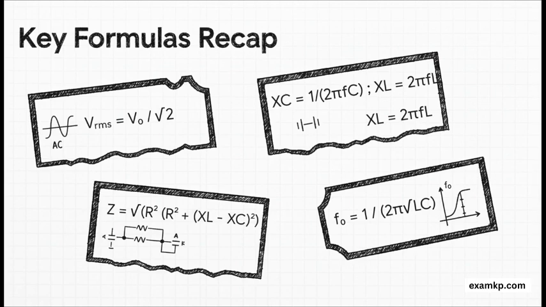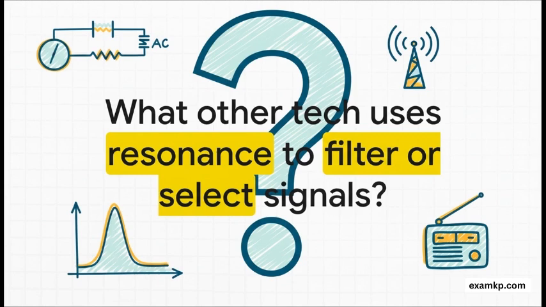And I'll leave you with a final question to chew on. We talked about radios, but where else in all of modern technology is it absolutely critical to select one specific frequency and ignore all the others? Think about Wi-Fi, your phone, even medical equipment. The principle of resonance is everywhere once you know to look for it.